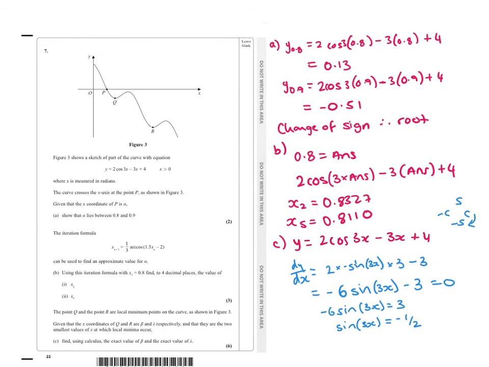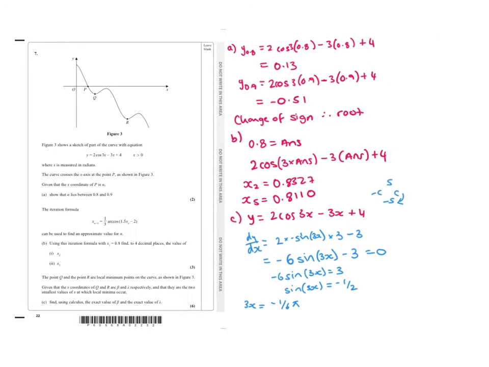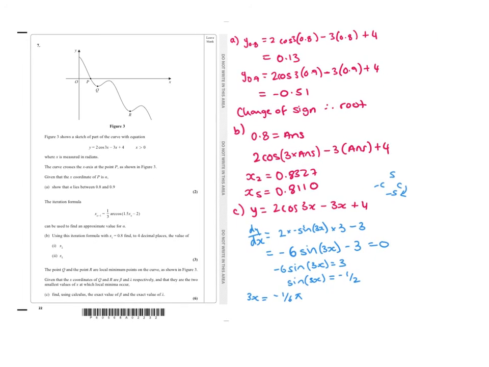So sine of 3x equals minus 1 over 6 pi. Okay. Let's get our favourite diagram out, CAST. Minus 1 over 6 pi, we know is roughly here. So we're going to have to go here. So this is pi over 6 and pi over 6. We know using the CAST diagram 0, pi, 2 pi.